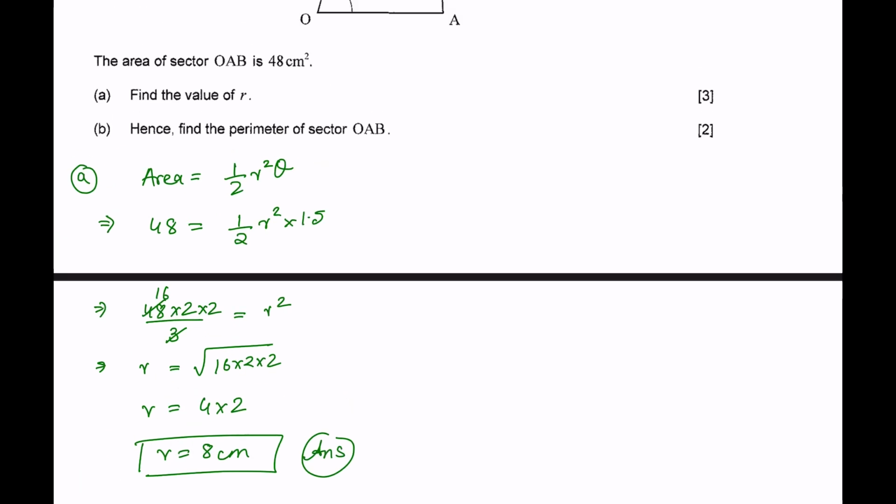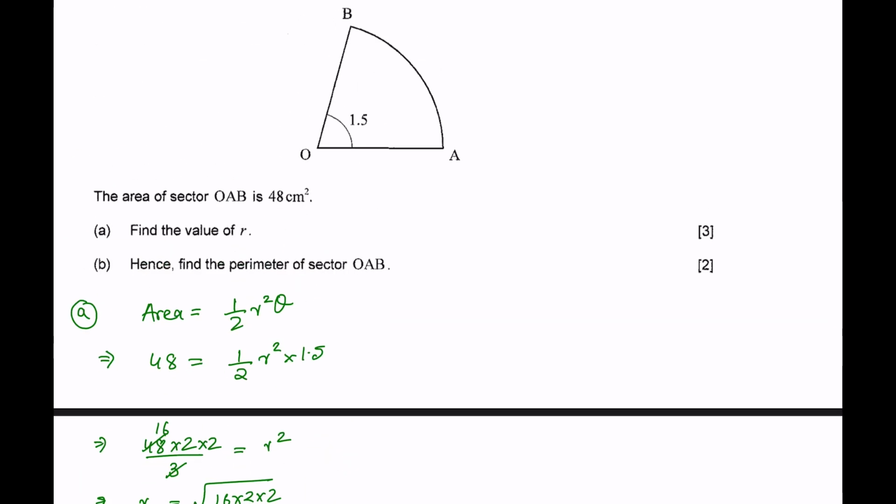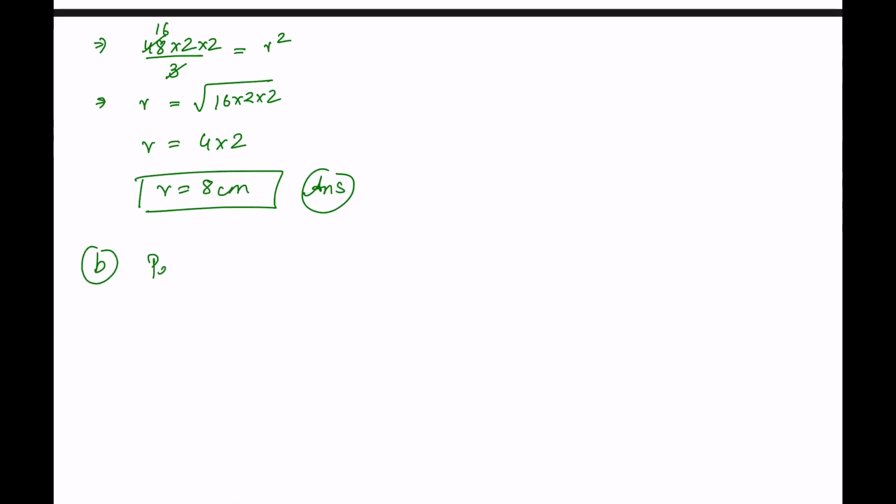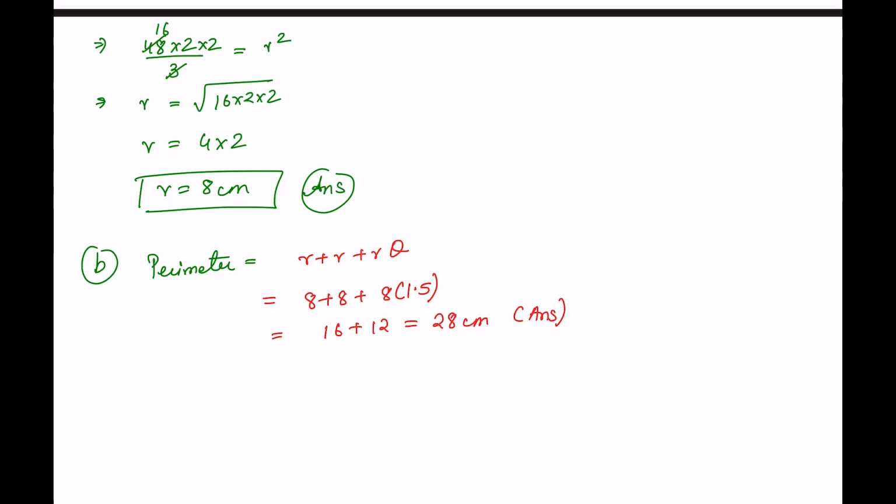Now moving on to part B, we have to find the perimeter of the sector OAB. You have to find this entire perimeter. So this is R, and this value would be R theta. So perimeter would be R plus R plus R theta. 8 plus 8 plus 8 times theta is 1.5. 8 plus 8 is 16 and 8 times 1.5 is 8 plus 4, which is 12. So this overall gives us 28 centimeters. This is the answer to part B.